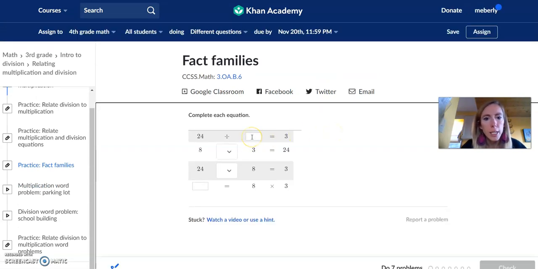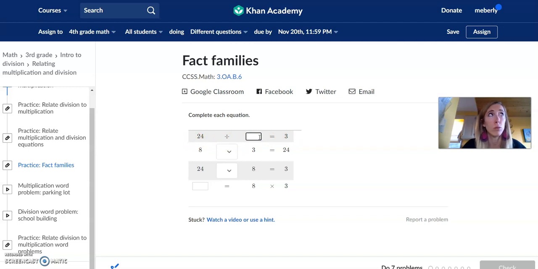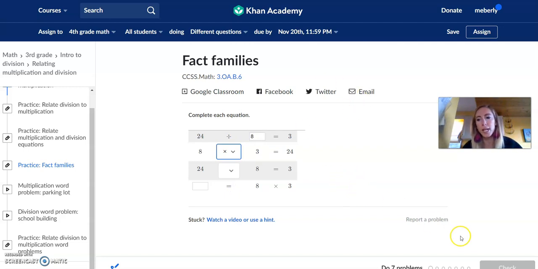So now I have to complete each equation. So 24 divided by what is 3? So I'm like, okay, well, 3 times what is 24? That's 8. And now I'm going to fill in, well, this is going to be times. I keep going through, right? And then I'm going to click check. I'm going to do my 7 problems.